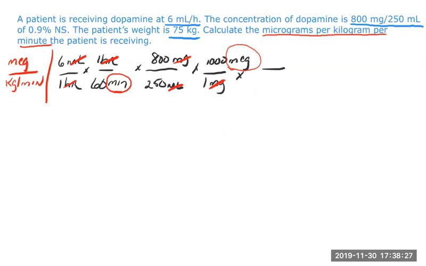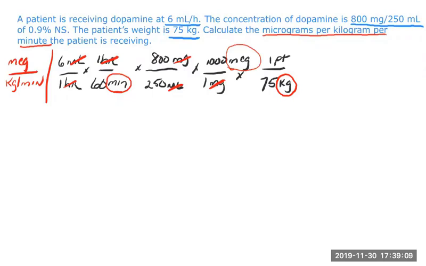So now we're going to need the patient's weight in kilograms, and we're going to have kilograms on the bottom because kilograms is in the bottom of our final answer. So we're going to say our patient weighs 75 kilograms, and up here we just have one patient. So now we're going to go ahead and circle kilograms. So now we have everything canceled out except for the values that we want. So we have left micrograms over kilograms per minute.